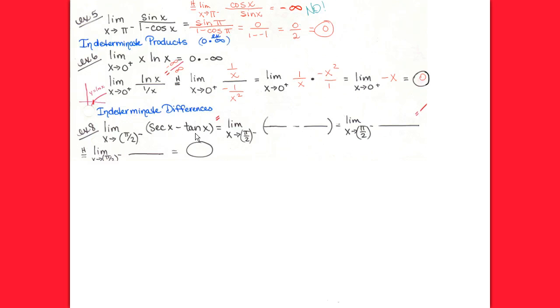If I go through and I plug pi over 2 in for x, I want to know what's the secant of pi over 2 from the left-hand side. That's going to require that I remember what the secant graph looks like. We studied that in August. Okay, again, everything we've learned all year long, coming back, getting ready for this AP exam.